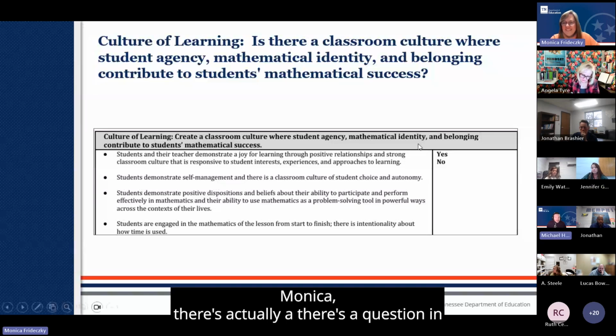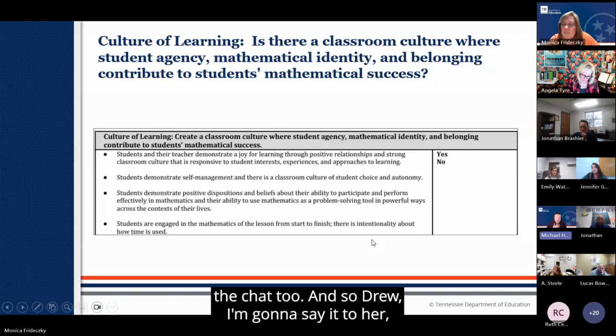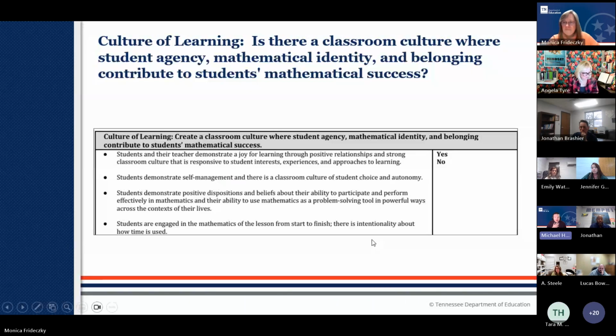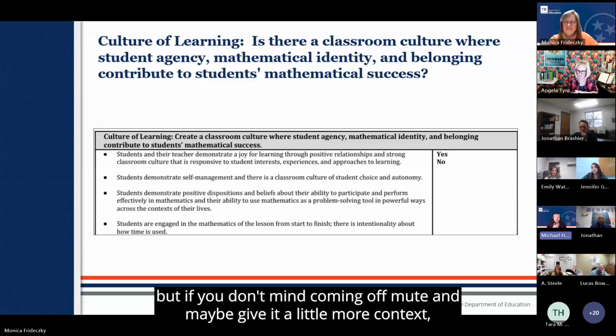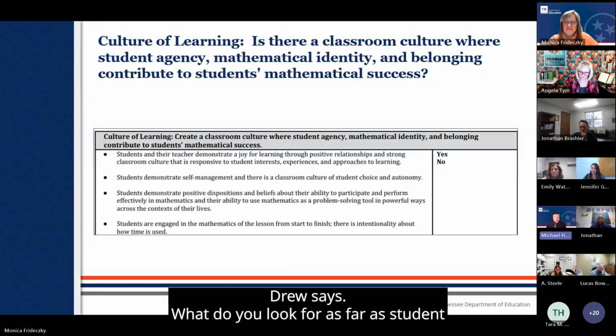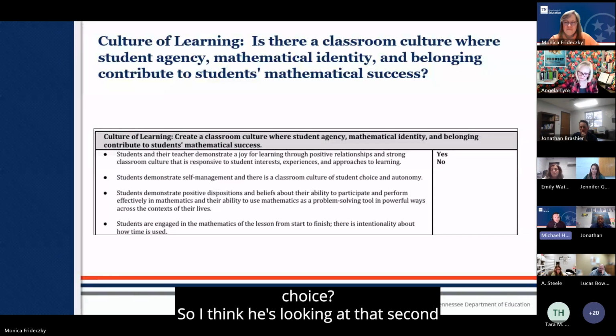Thank you actually, Jennifer. There's a question in the chat too, so Drew, if you don't mind coming off mute and maybe give it a little more context. Drew says, "What do you look for as far as student choice?" So I think he's looking at that second indicator there.